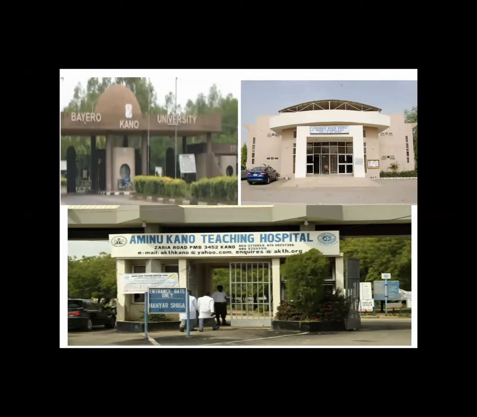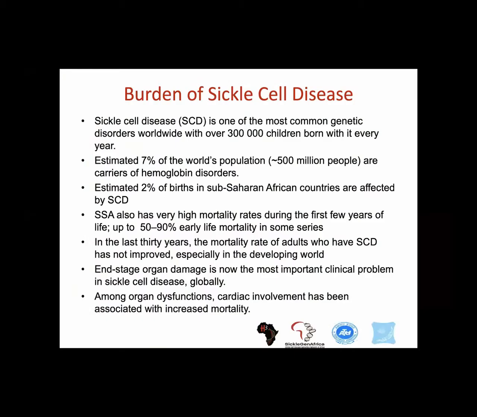Now, we know that sickle cell disease is one of the most common genetic disorders worldwide, with over 300,000 born every year, and about 500 million people are carriers of the hemoglobin disorders, which is really huge. It's estimated that in Sub-Saharan Africa, 2% of births are affected by sickle cell disease, which if you project the population of Sub-Saharan Africa, you find that this is a very huge number.